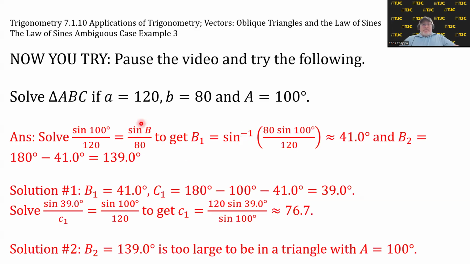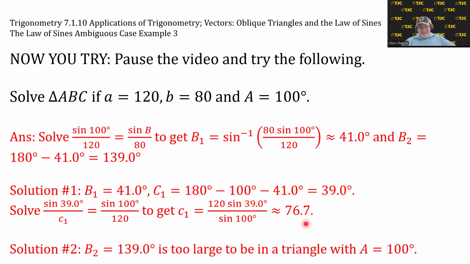First, set up the law of sines. Sine of 100 degrees over 120 equals sine of B over 80. We get angle B1 equals sine inverse of 80 sine of 100 degrees over 120, which is about 41 degrees, and angle B2 would be its supplement, which is 139 degrees, which is clearly going to be too big, but let's chase it down. Solution number one, angle B is 41.0 degrees, angle C is 180 minus the two angles to give 39.0 degrees.